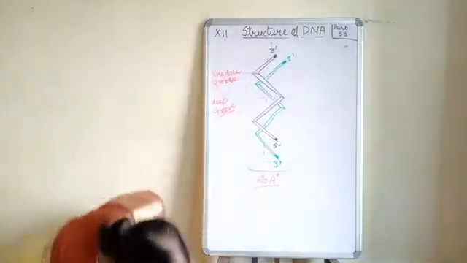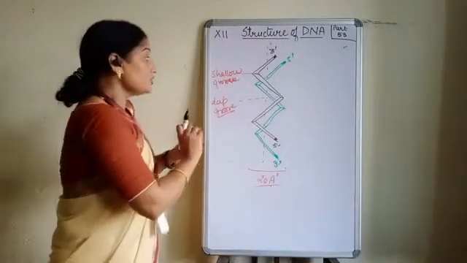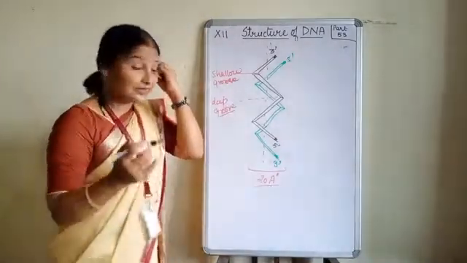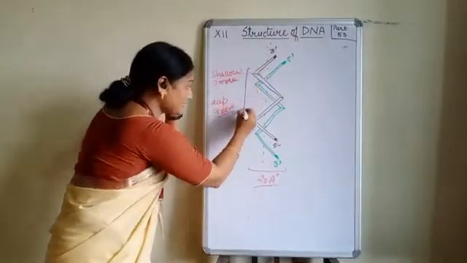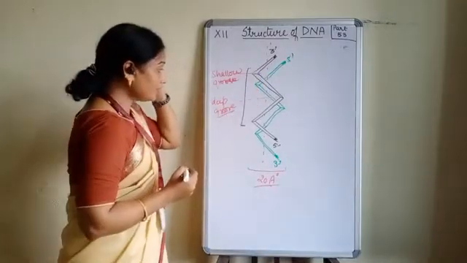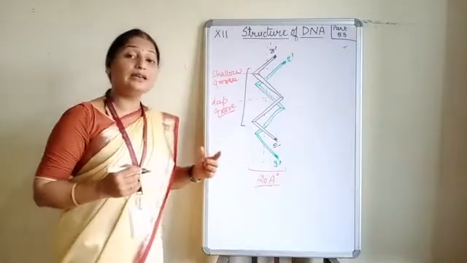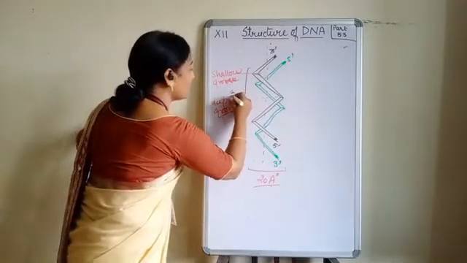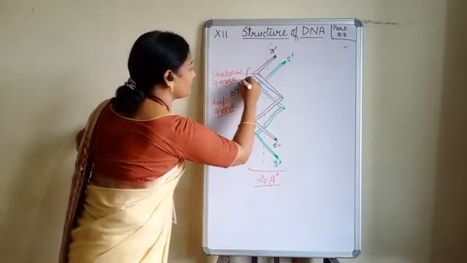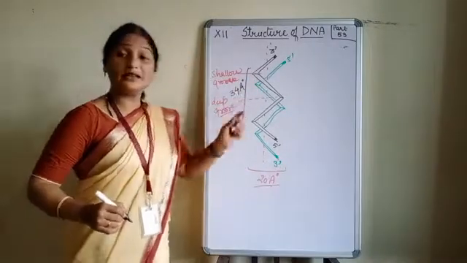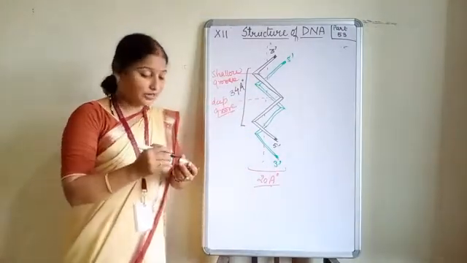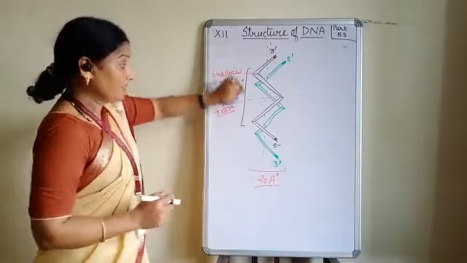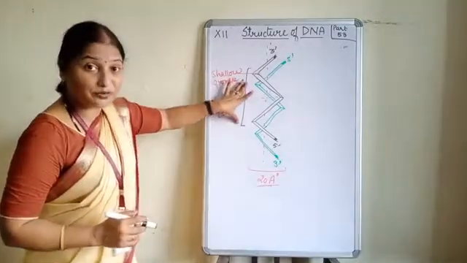Okay. Now, so they found that this is complete 36 angstrom in length. So what is this? This is about 34 angstrom, not 36. This is 34 angstrom. Okay. So now this is the second important point.